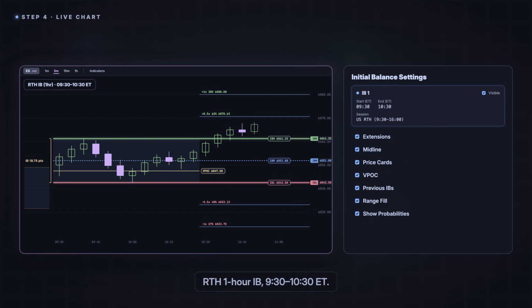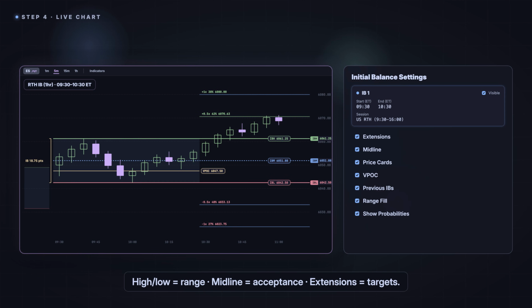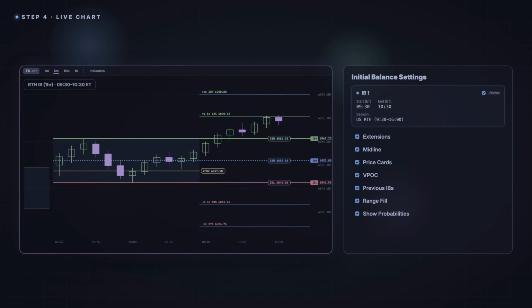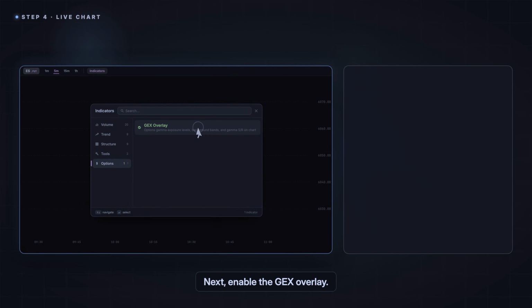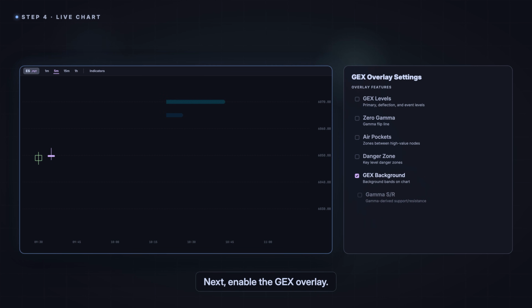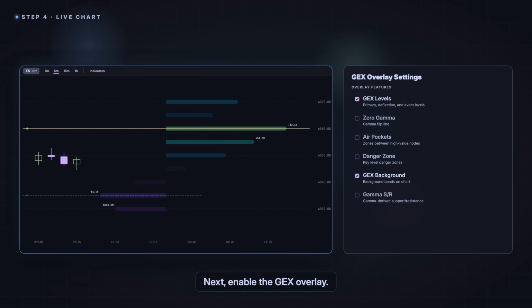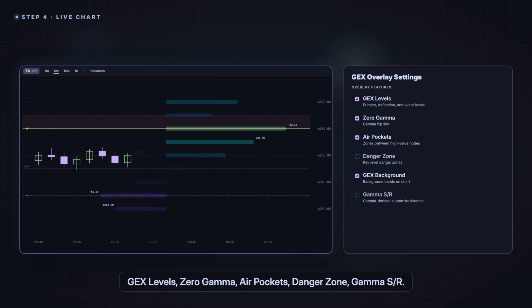The high and low define the range. The midpoint tells me whether price is accepting one side or rotating back through the middle. Extensions give me a framework for continuation targets. Next, I'll enable the GEX overlay. The GEX overlay adds options-derived context directly onto the chart. I can show GEX levels, zero gamma, air pockets, danger zone, and gamma-derived support and resistance.